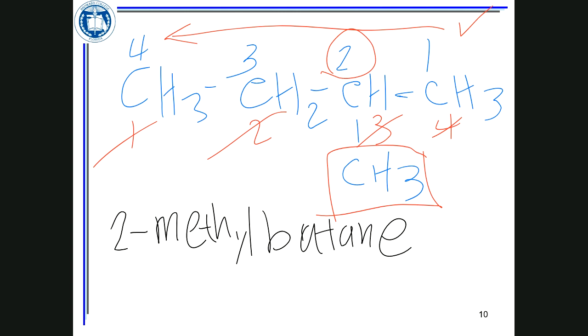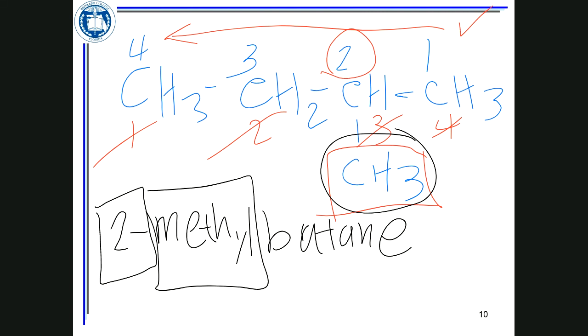Longest carbon chain first, numbered from the side that gives you the lowest numerical value assigned to the branch. You have one branch only, so you have to go from right to left. Give the location. This is the location of the branch. Name of the branch first, then the major or main carbon chain. 2-methylbutane.